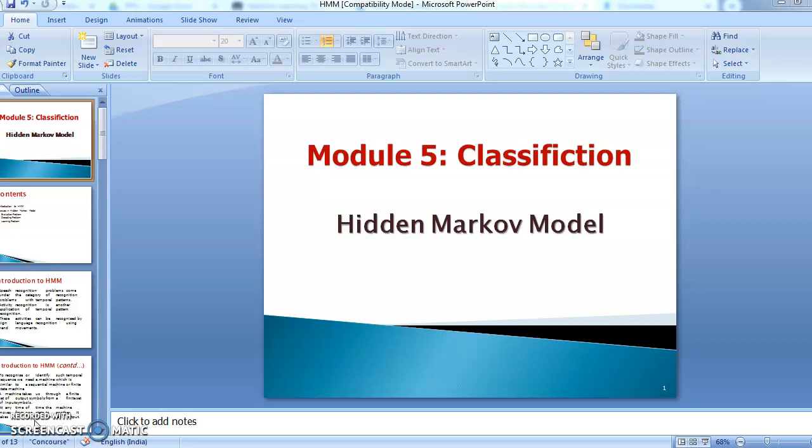Today I would like to explain a new topic, that is the hidden Markov model. Dear students, the hidden Markov model is a model which is generally used for the identification of some frequent patterns or some output based on some probabilities.